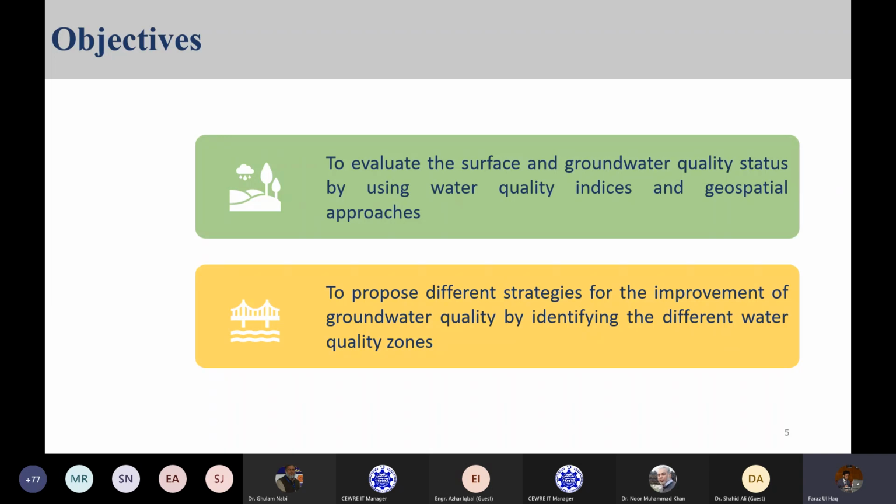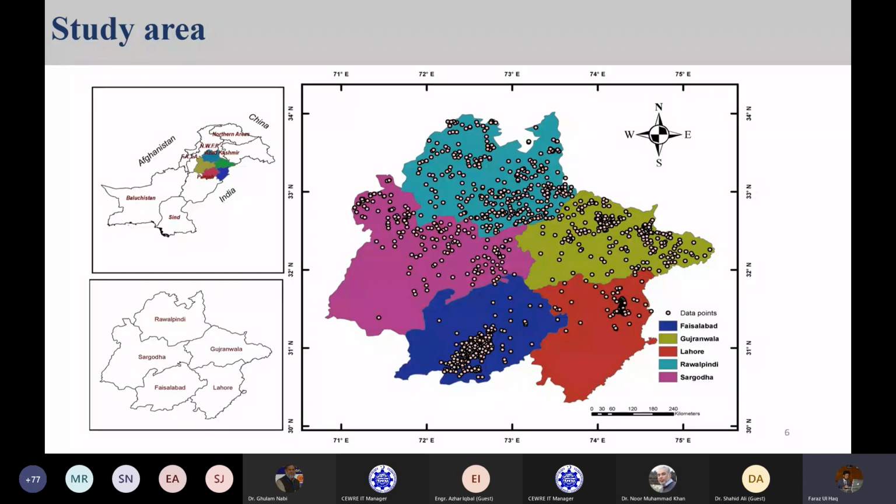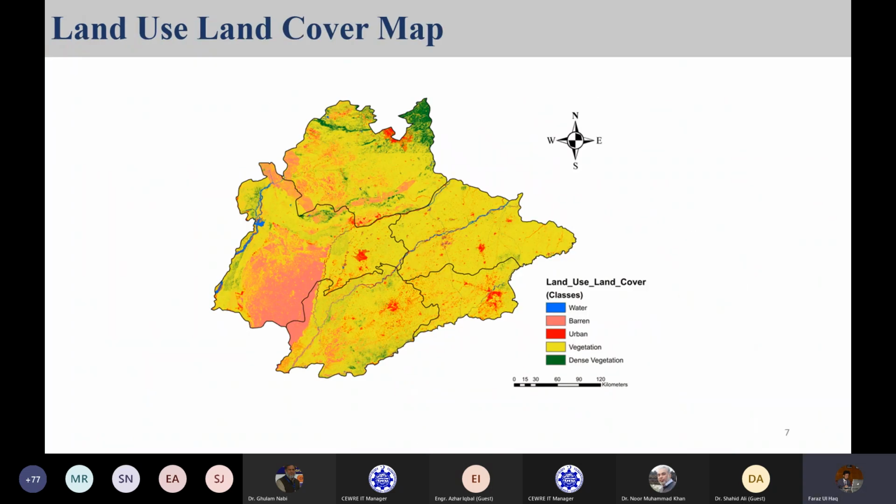These are the objectives of my research work. First of all, to evaluate the surface and groundwater quality status by using water quality indices and geospatial approaches. And second, to propose different strategies. Here is the study area, where I utilized 1094 data points from the 5 divisions of Punjab for physical, chemical, heavy metal, and microbiological parameters. It is the land cover map of my study area.